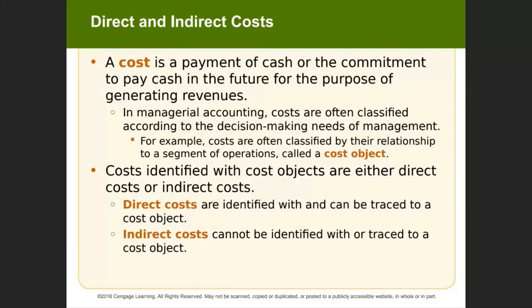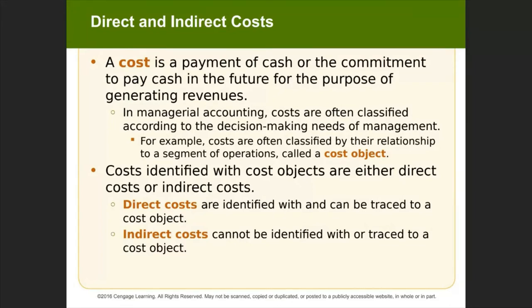A cost is a payment of cash or the commitment to pay cash in the future for the purpose of generating revenues. In managerial accounting, costs are often classified according to the decision-making needs of management. For example, costs are often classified by their relationship to a segment of operations called a cost object. Costs identified with cost objects are either direct cost or indirect cost.